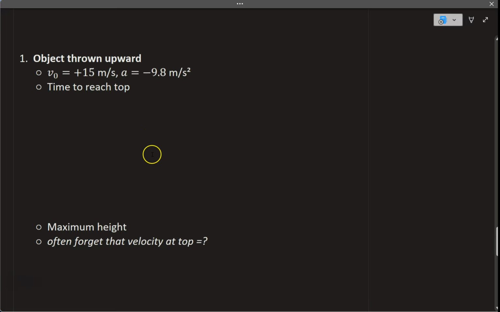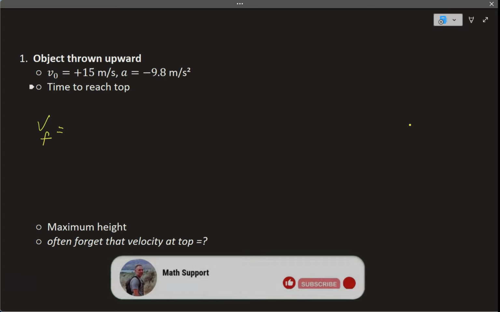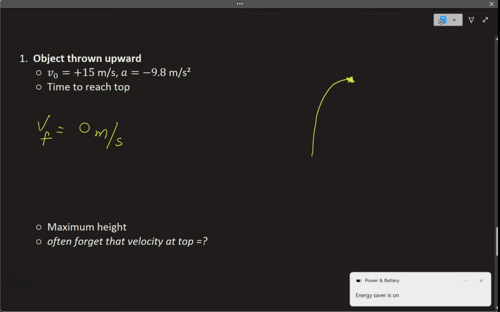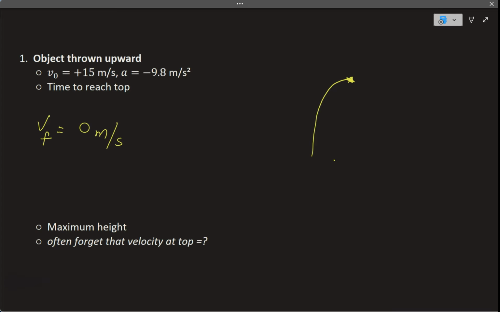The initial velocity is 15 meters per second, the acceleration is negative 9.8 meters per second squared, and we want the time to reach the top. Okay, so same idea again, but this time be aware that the V final at the top is 0 meters per second, right? So it goes up, and at one point it's going to stop for a fraction of a second.